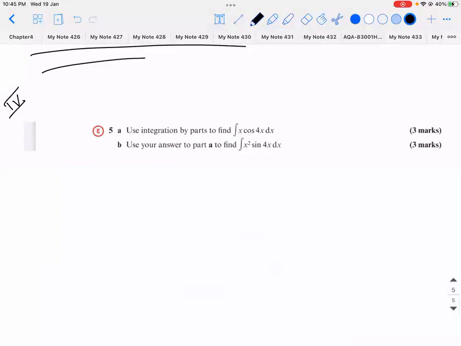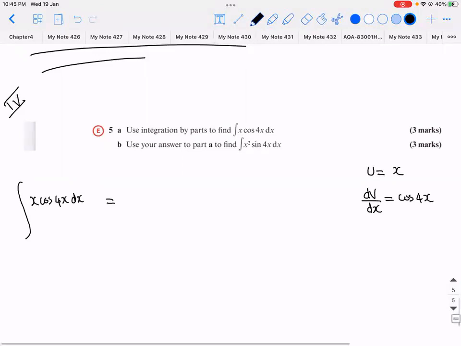So use integration by parts to find the integral of x cos 4x dx. Let's see. So what is our u? u is x, and what is my dv by dx? That is simply cos 4x. Correct? Therefore, what is v?